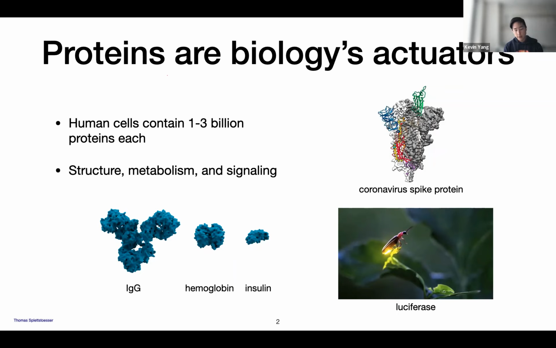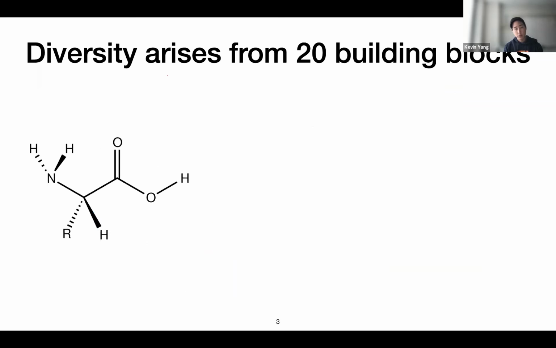And all of this diversity in function arises from 20 basic building blocks called amino acids. They're called amino acids because on the left side here, you can see there's an amine group. On the right side, there's a carboxylic acid group, and together that's an amino acid. What makes them different from each other is the identity of the side chain here. In organic chemistry, people use R to represent arbitrary side chains that might change.